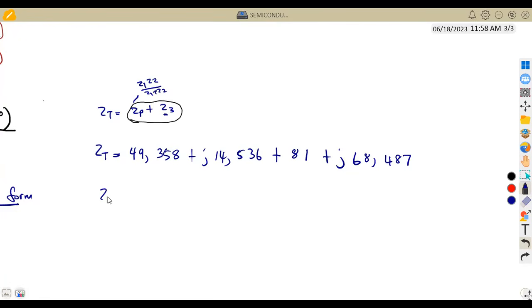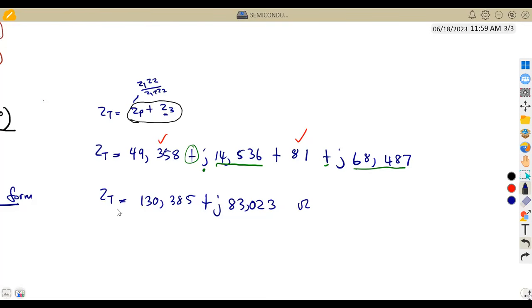All right, so this gives us the total impedance, whereby I said addition, you simply add the real terms, the terms without a j. So this is going to give us 130.358. Then you add the imaginary terms, the part that has got a j. So this is plus 14.536 plus 68.487. So if we add these two, we are going to obtain something like a plus j83.023, which is measured in ohms. So this is our total impedance.